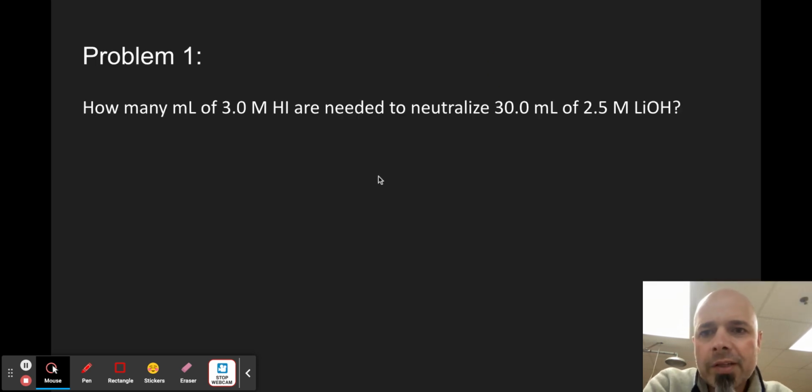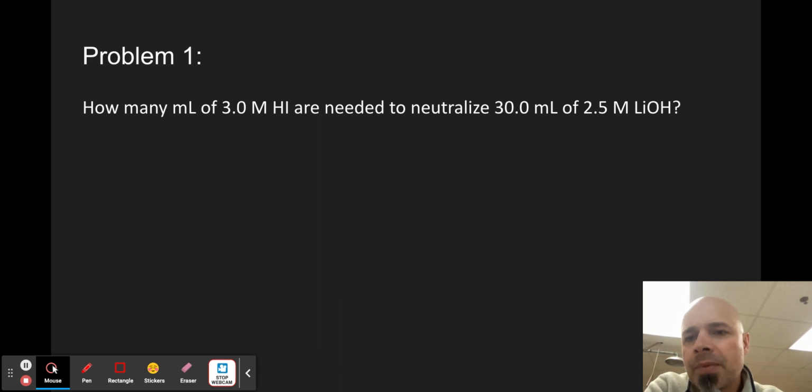So titrations are basically a way to figure out an unknown, either a concentration or how much of a solution you need to use to neutralize another solution. So they involve acid-base reactions, and titration is just a procedure to figure out whatever the unknown is, whether it's the concentration or the amount of liters, or milliliters, the volume you need to use to neutralize a base with an acid or an acid with a base.